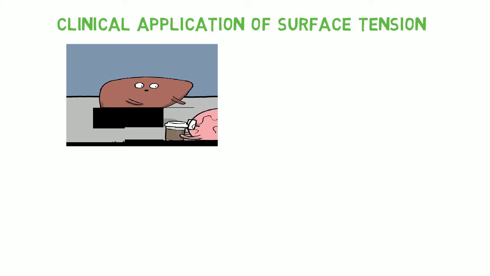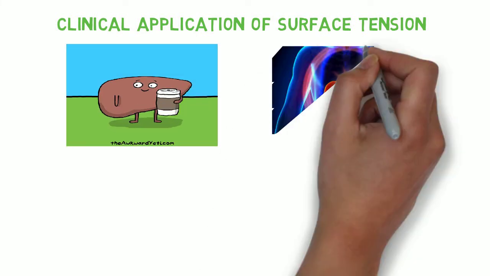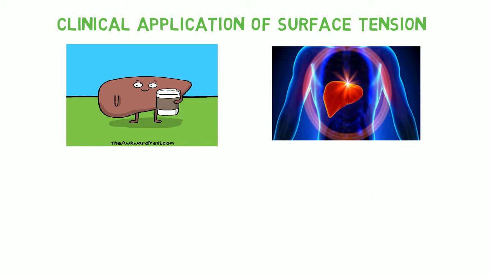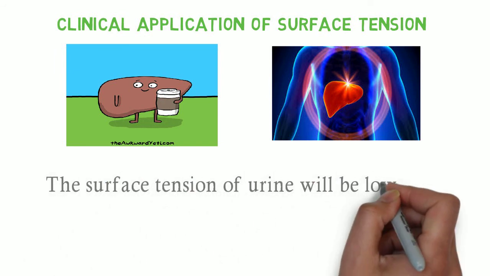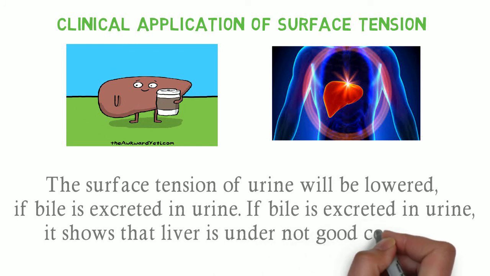There is also a clinical application of surface tension, that is finding the metabolizing capacity of liver. By measuring the surface tension of urine, the surface tension of urine will be lowered if bile is excreted in urine. If bile is excreted in urine, it shows that the liver is in not good condition.